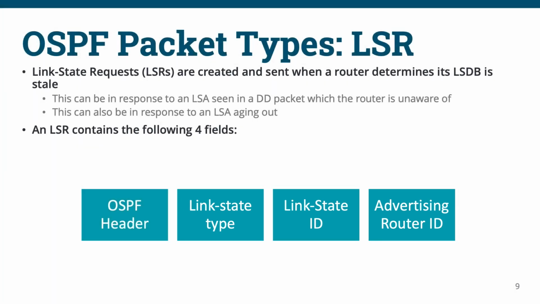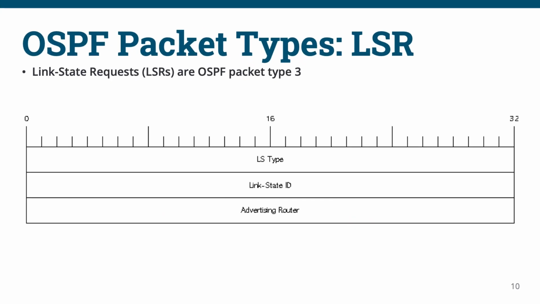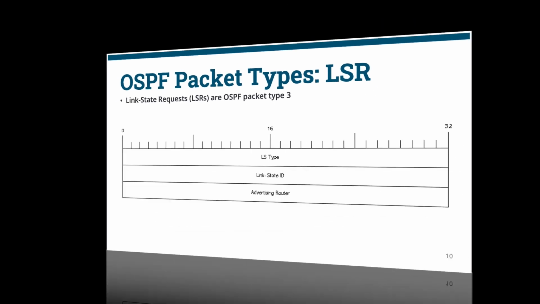Let's take a look at the bitwise format of this packet type. The LSR packet is one of the simpler packet types. Outside of the standard OSPF header, the LSR only contains 3 fields that are 32 bits each: the link state type, link state ID, and advertising router. In response to an LSR, a receiving router will send LSU packets which contain the requested LSAs. Let's review that packet type next.